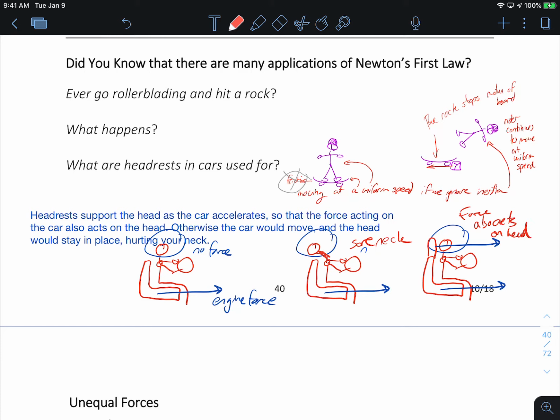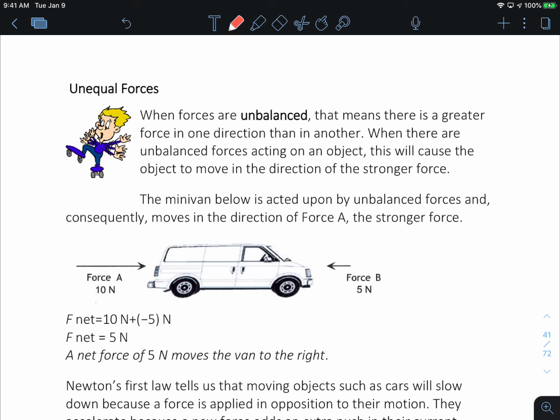They're also there to support the head in a car collision where the head snaps backwards. So unbalanced forces is the other concept here, and that's a concept we're kind of covering already. When forces are unbalanced, that means there is a greater force in one direction than in another. When there are unbalanced forces acting on an object, this will cause the object to move in the direction of the stronger force. The minivan below is acted upon by unbalanced forces and consequently moves in the direction of force A, the stronger force. So force A is a positive 10 newtons.